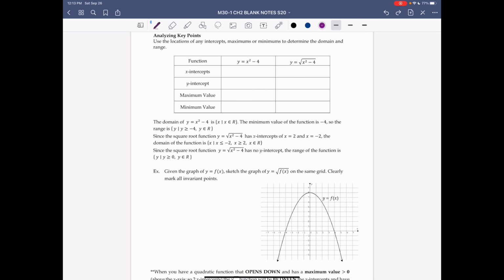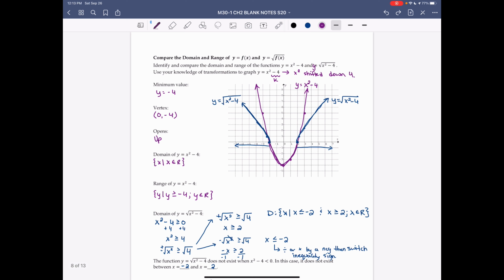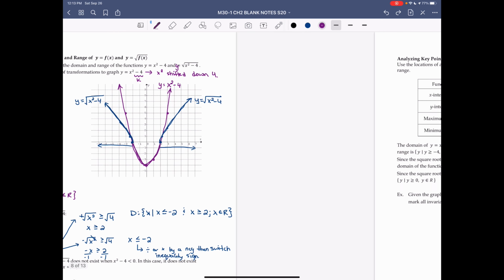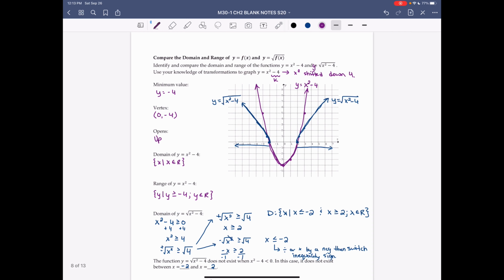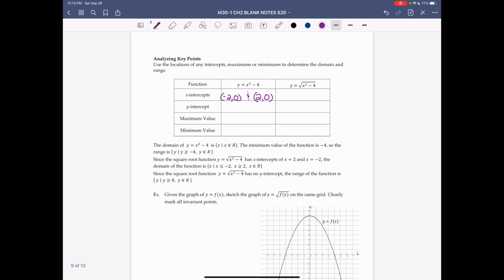Analyzing key points. Use the locations of any intercepts, maximums, or minimums to determine the domain and range. So still looking at that same example from the last page, our function is y equals x squared minus 4, and our square root function is y equals the square root of x squared minus 4. The x-intercepts of the original function, x squared minus 4, are at x equals -2 and x equals 2. So -2, 0, and 2, 0. The y-intercept of the original function was the same as the vertex, so that was at 0, -4.